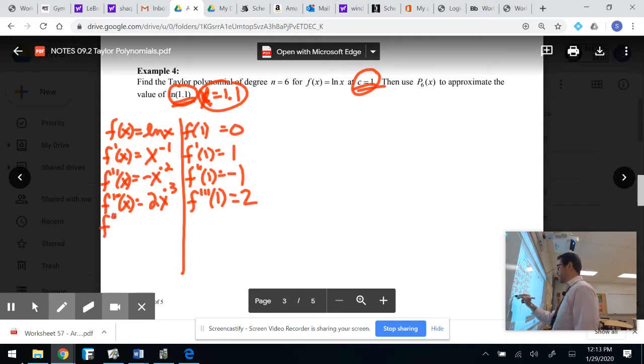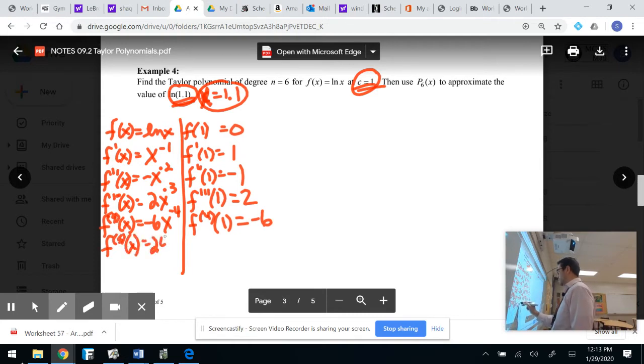Okay, 3, 4. 4 we put in parentheses. I apologize, I've got that big pen. You guys know that. Okay, there we go. That means the fourth derivative evaluated at 1 would be negative 6. I've got the fifth derivative now. What would that be? 24 x to the negative 5. The fifth derivative evaluated at 1 is 24.